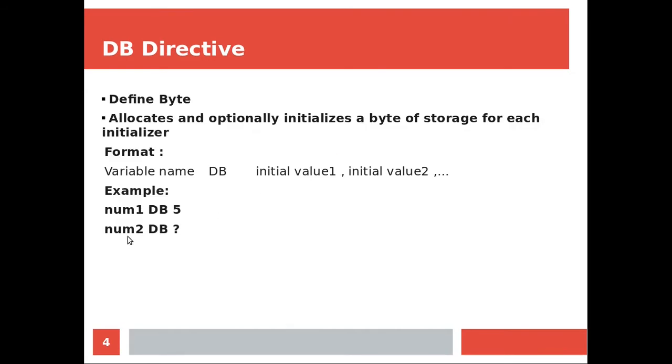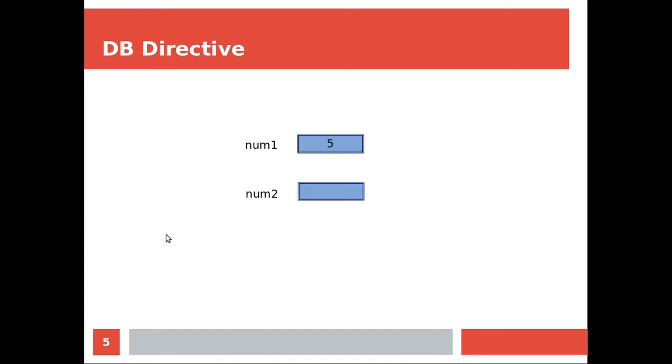Then another example, num2 db question mark. If you are not planning to give an initial value, then we can use a question mark here instead of an initial value. So this will create 1 byte of storage corresponding to the num2 variable, and there is no initial value.